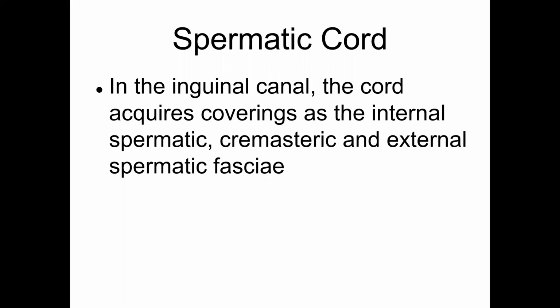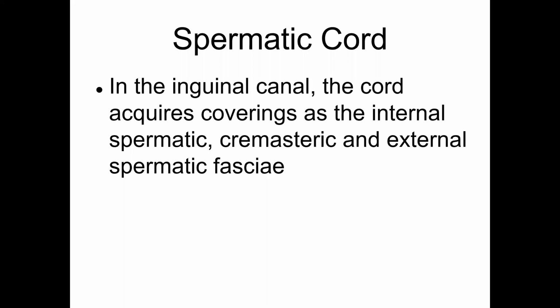The spermatic cord in the inguinal canal receives 3 coverings: internal spermatic, cremasteric, and external spermatic fascia. The external spermatic fascia is actually not seen in the inguinal canal. It becomes a covering of the cord only after it comes towards the scrotum, after it exits the superficial inguinal ring. The internal spermatic fascia is a continuation of fascia transversalis. So that's the covering of the cord right from deep inguinal ring all the way to the scrotum.